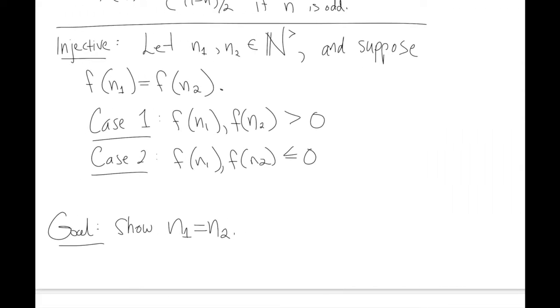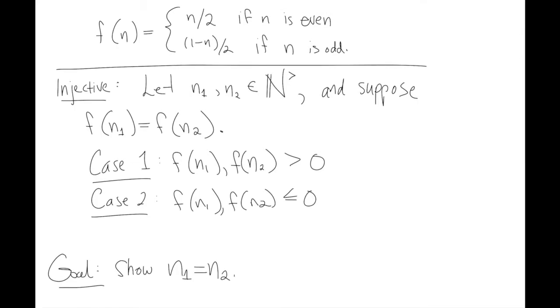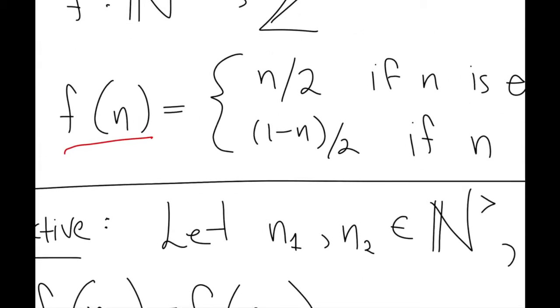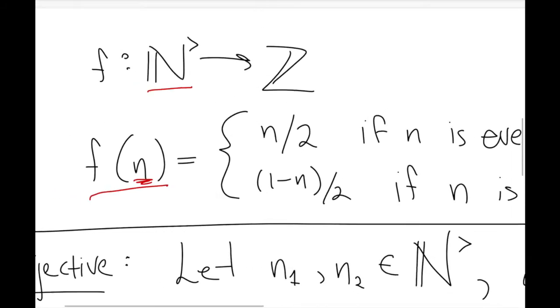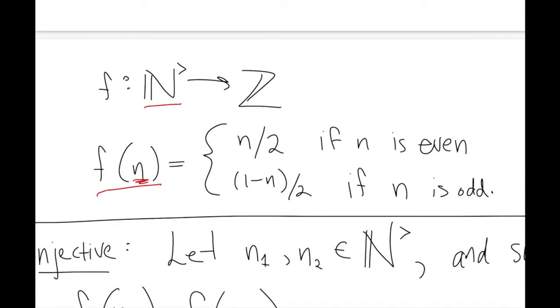And it might be confusing as to why I'm breaking it up into these two cases, but the definition of f is kind of forcing us to look at it this way. That's because here we're putting in a positive natural number no matter what, right? And so if I'm plugging in a positive natural number into f, the only way that f is going to be negative is if n is odd.